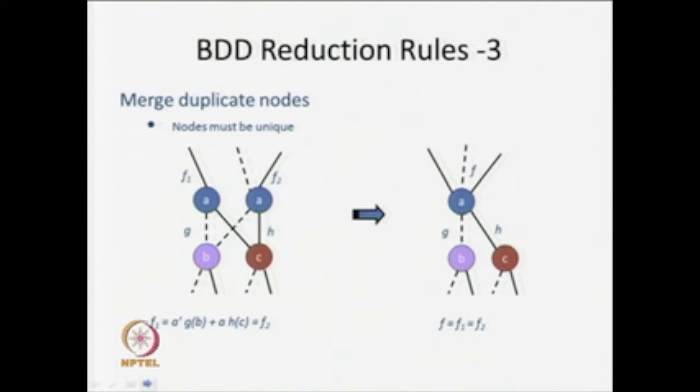Now, consider this partial BDD. What happens in this case? You just see that I am coming to these 2 nodes.